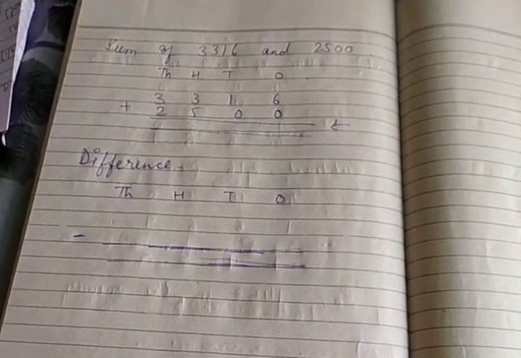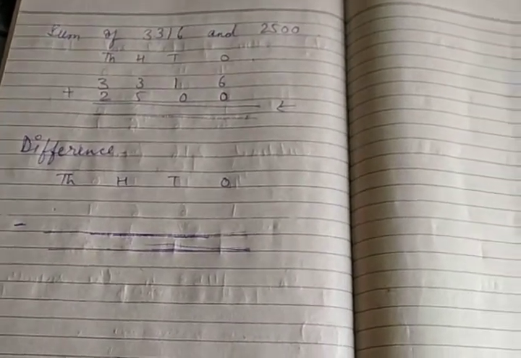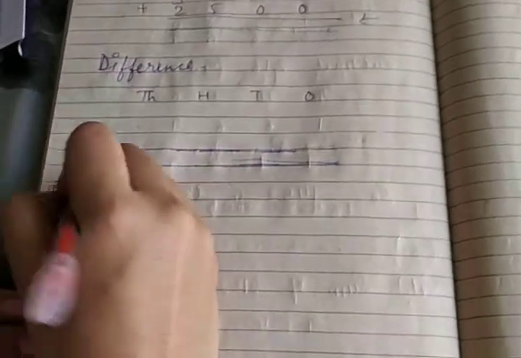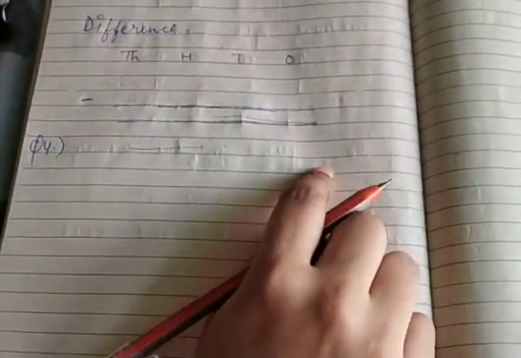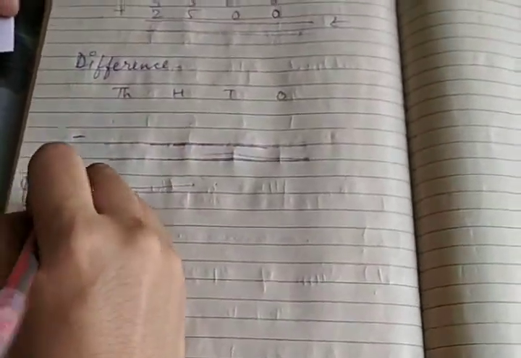Everyone take out your copy and start doing this question in the class. So after question number 3, moving to question number 4. Just write down question number 4 and put a blank. Now solution.